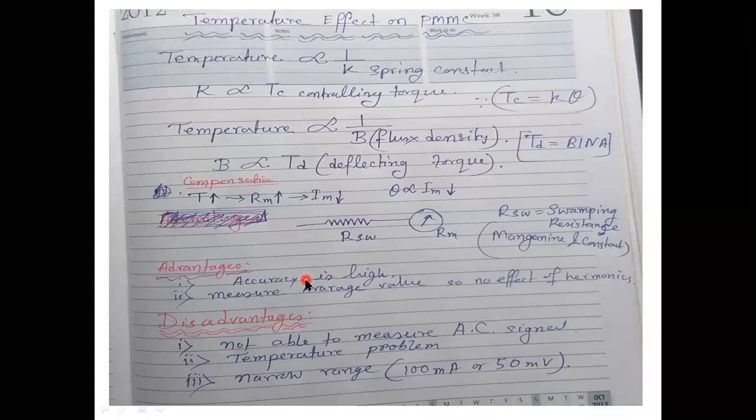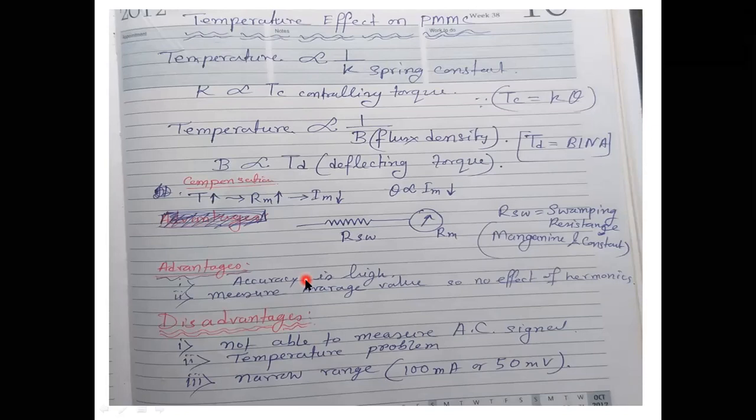The range is generally 100 milliampere for the current and 50 millivolt for the voltage. This is its range. But if we use the shunt resistance, we can extend the 100 milliampere to hardly 1 ampere range. And for the 50 millivolt, if we use the multiplier, which is a series resistance, then we can use hardly 200 volt, hardly 50 volt, etc.